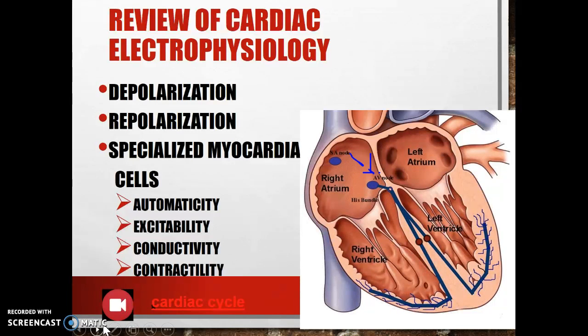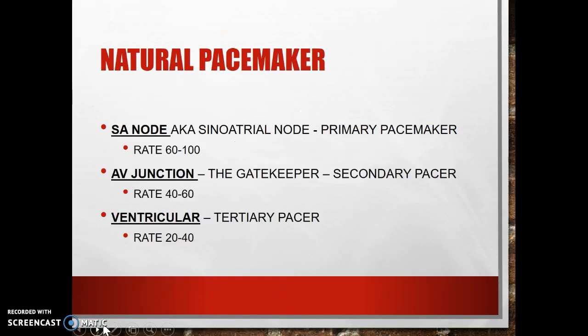You've had this before, and there are specialized myocardial cells in the heart that are nowhere else in the body that are able to carry on this electrical activity. You can see that these cells have automaticity, excitability, conductivity, and contractility, all in those cells only. For more information, I've embedded a cardiac cycle here that you can take a peek at if you'd like. Now, the natural pacemaker of the heart is the SA node, as you know, and that's the primary pacemaker, aka the sinoatrial node.